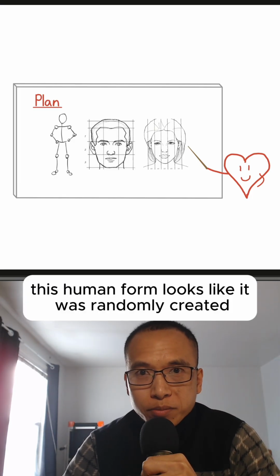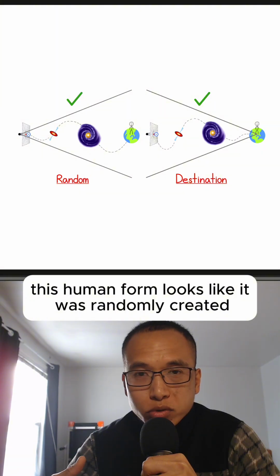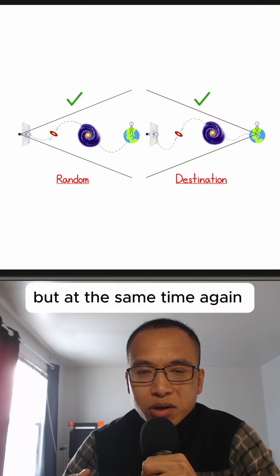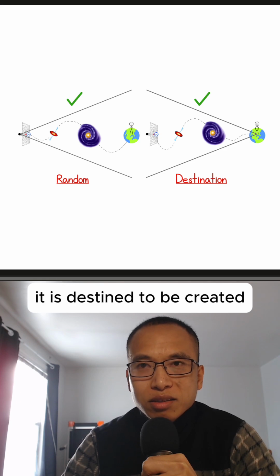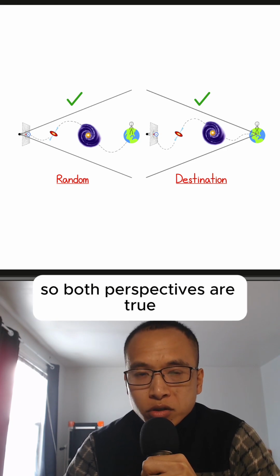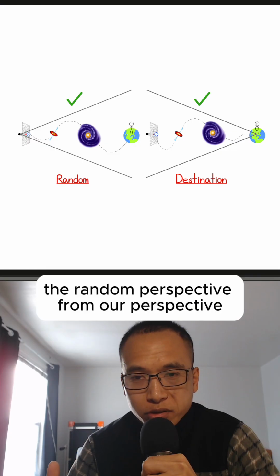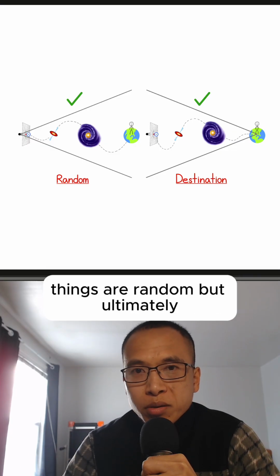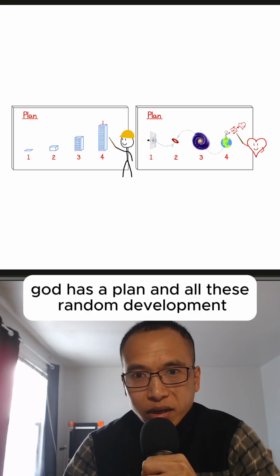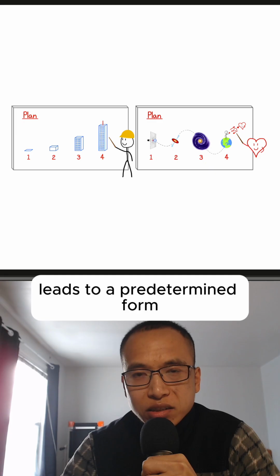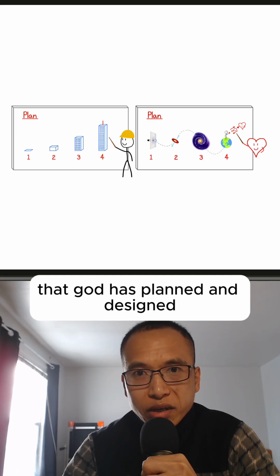This human form looks like it was randomly created, but at the same time, again, it is destined to be created. So both perspectives are true. The random perspective, from our perspective, things are random, but ultimately, God has a plan, and all these random developments lead to a predetermined form that God has planned and designed.